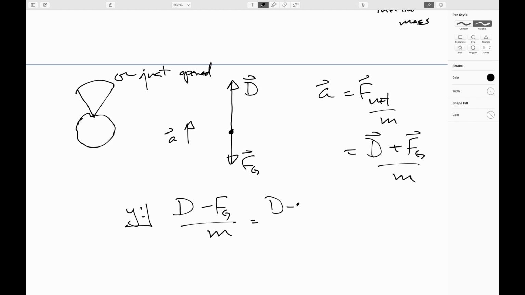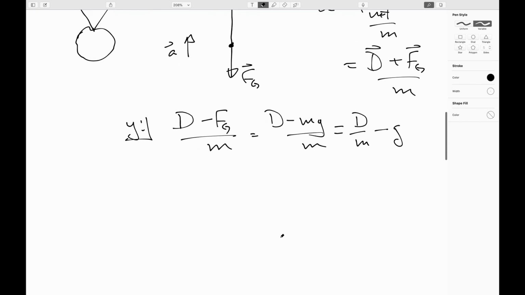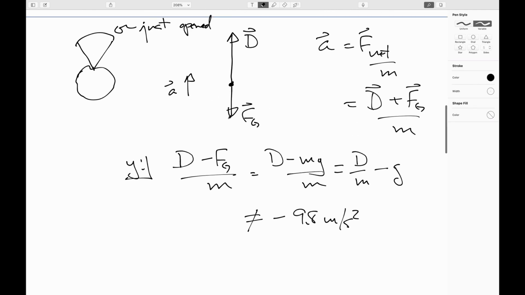We can put in our model of gravity, and we can rearrange to get that this is D over m minus mg over m, which is g. Whatever this works out to be, and it could literally be anything, it almost certainly is not equal to negative 9.8 meters per second squared. In fact, in this example, as I have it drawn, it's positive. It's not even a negative number. It's positive something.